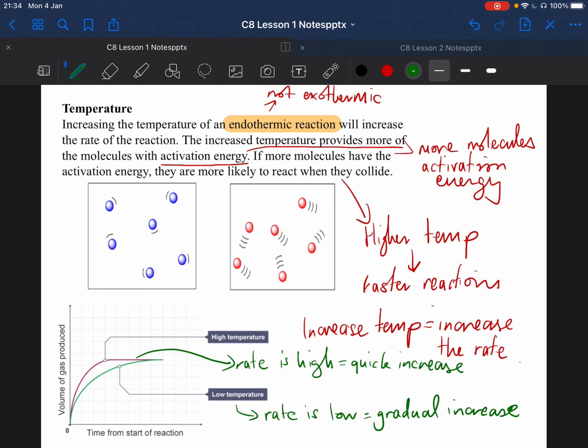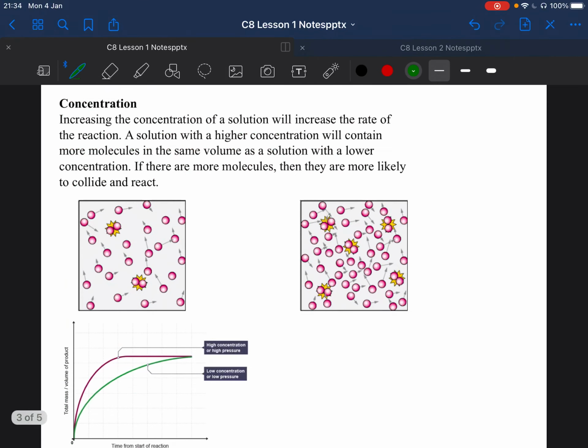Okay, so the second factor that we're going to look at is concentration. Concentration only works if we're talking about a solution. When we talk about concentration, what we're actually looking at is the number of particles. If we think about it in this way, if particles are colliding all of the time, if we increase the number of particles in our solution, then we're going to increase the number of particles that can collide.